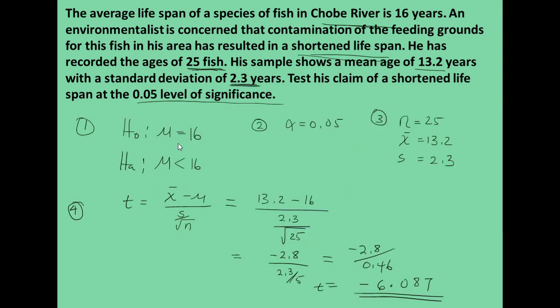Our conclusion means that we are going to reject the null hypothesis, which means there is sufficient evidence to suggest that the mean age of this species of fish is less than 16 years old. Or there is no sufficient evidence to suggest that it's equal to 16. Which means the claim of this environmentalist is correct, that the mean age is less than 16. But we are not saying it's equal to 13.2. The conclusion would be it's less than 16 because that's what the alternative says.